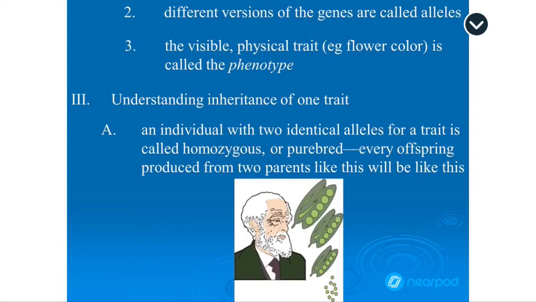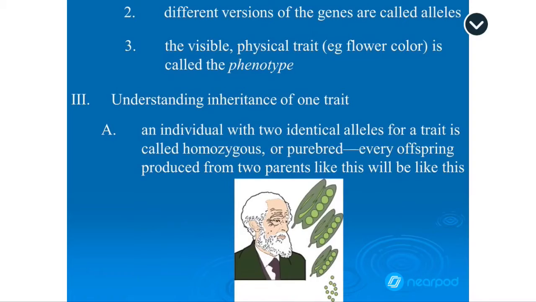These different versions are called alleles. The word allele means different. And what we see then, the physical trait, the observable, detectable trait, is called the phenotype. So if an individual is homozygous or purebred for every trait, the babies are going to be like them. Homo means the same. Zygous refers to the first cell that forms the organism, and we'll talk about that in a bit.